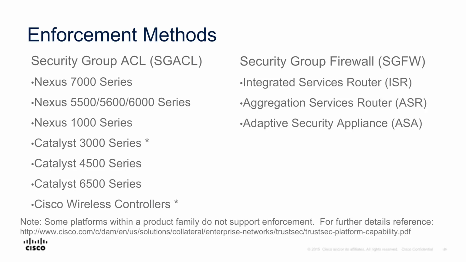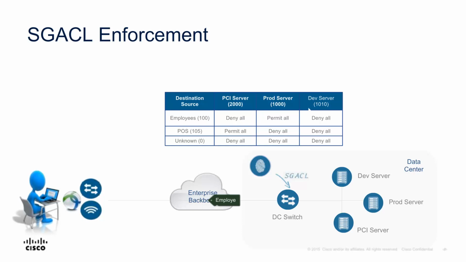This demonstration consists of two parts. The first part shows enforcement based on SGACLs. The second shows enforcement based on SG Firewall. As you can see here, an employee is on the network and wants to access servers hosted in the data center. This employee, upon establishing a network connection, was tagged as an employee. As this employee accesses the servers, the data center switch will filter his traffic based on the security group policy received from the Identity Services Engine.